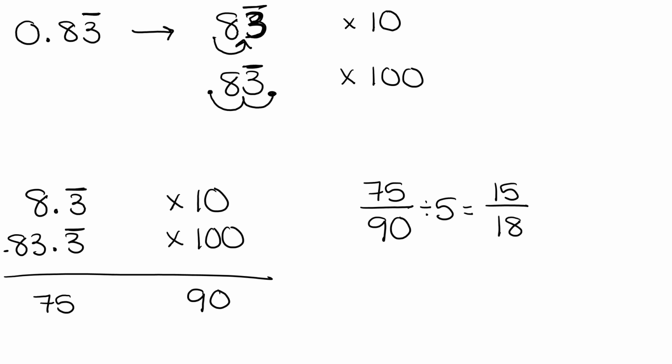We're not finished. We can divide both the numerator and the denominator by 3. 15 divided by 3 is 5. 18 divided by 3 is 6. 5 over 6 is our final simplified fraction.